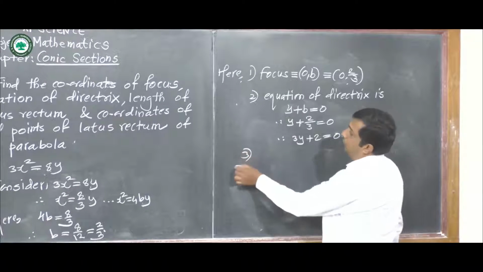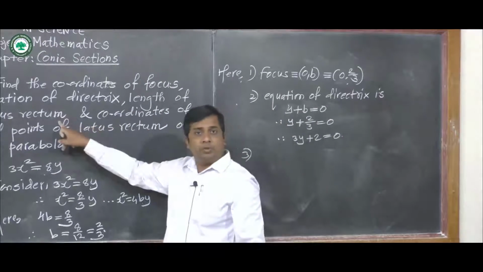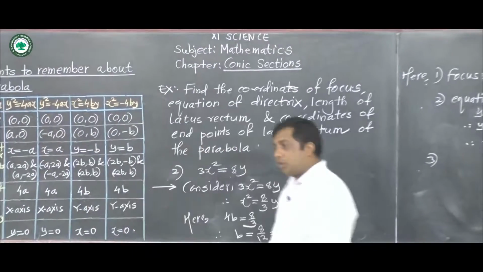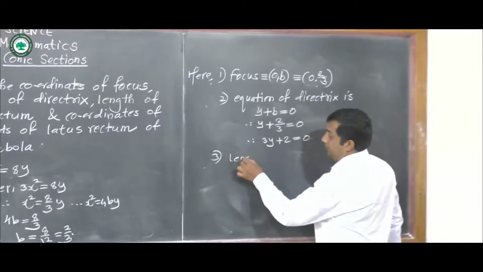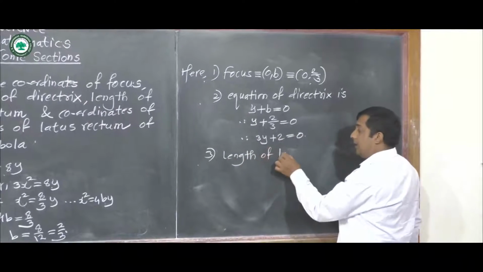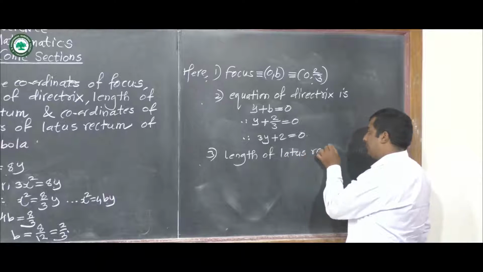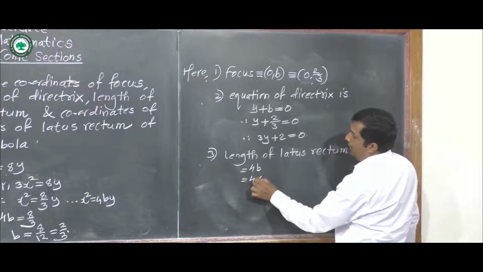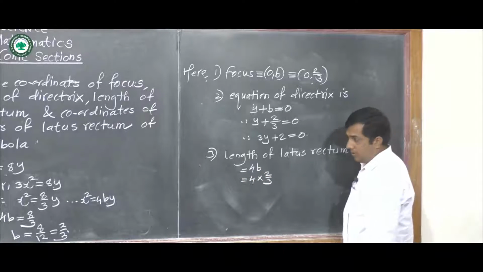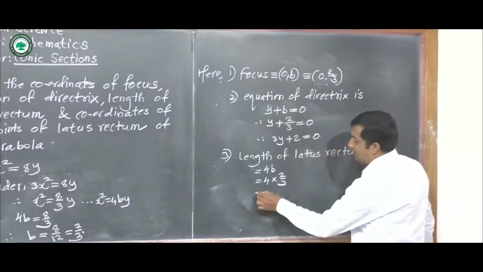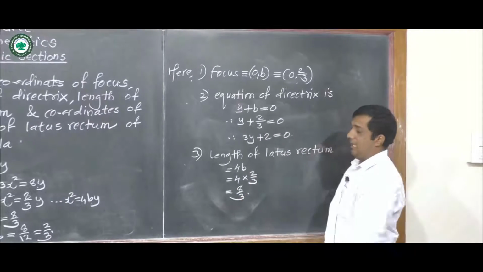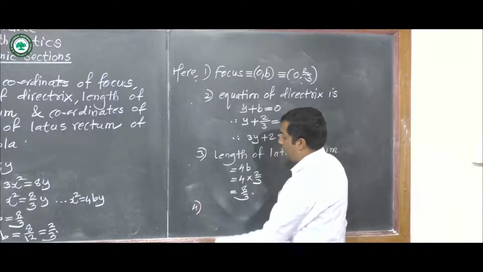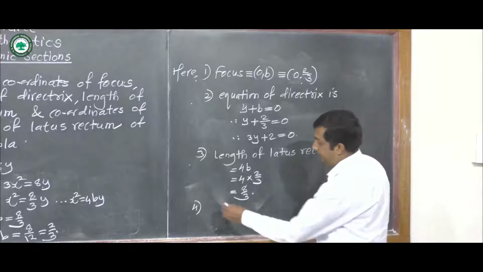In third, we have to find the length of the latus rectum. Here for the length we consider 4b. So the length of the latus rectum is equal to 4b, equal to 4 into 2 by 3, since b is 2 by 3, and in last here we get 8 by 3. Here it is 8 by 3, and in last we have to find the endpoints of the latus rectum.